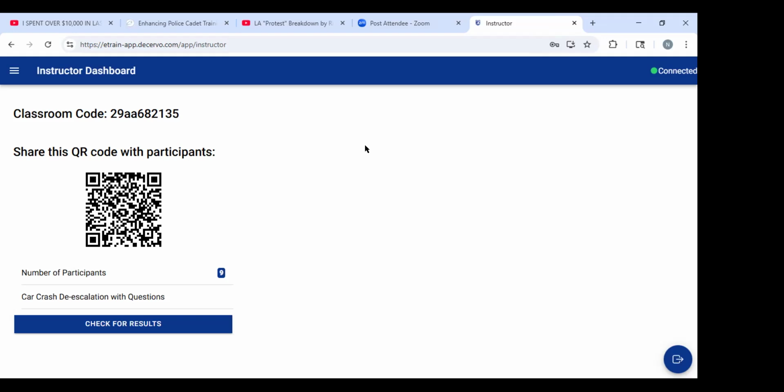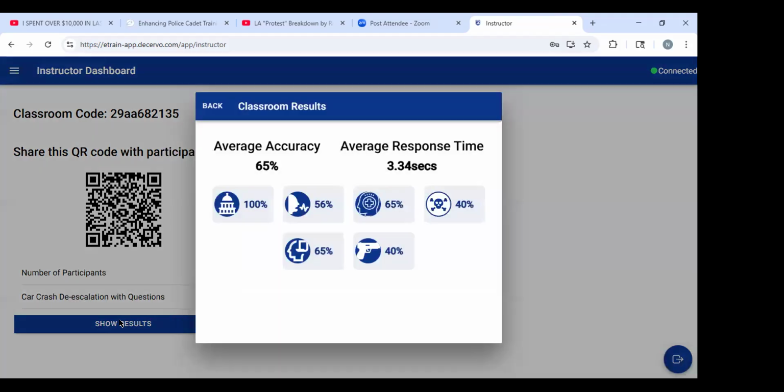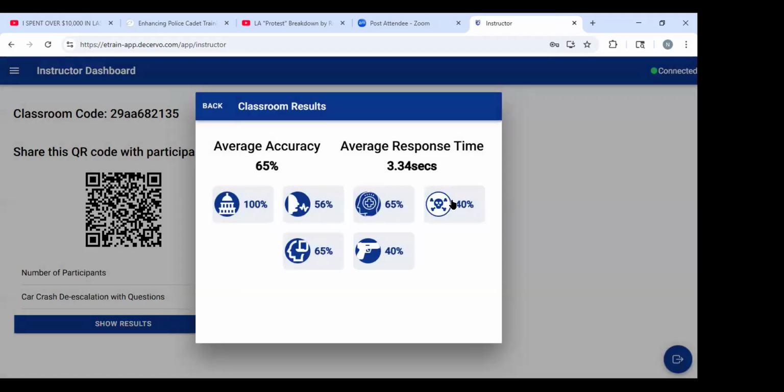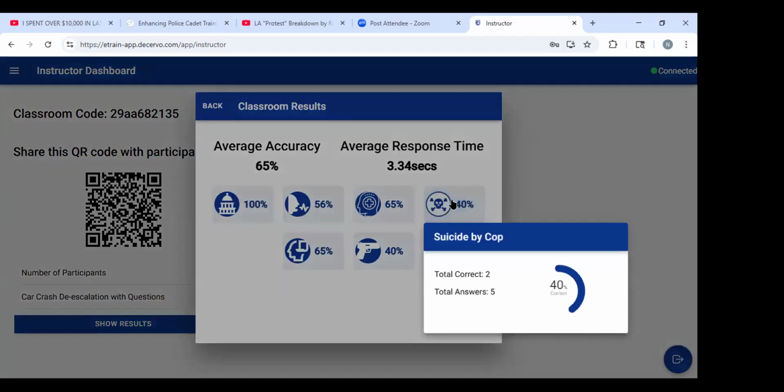So, Nate, can you click on check for results? So how did we do by use of force? Or that's constitutional policing. We were 100%. If you click on any one of those, so if you want to click on that one, we had 5 total answers across the class in that category, and we are all constitutional policing experts. In the suicide by cop category, though, which you have your mouse on right now, of the 5 possible answers across the class, 2 of them were right.